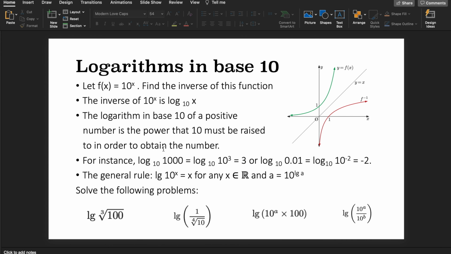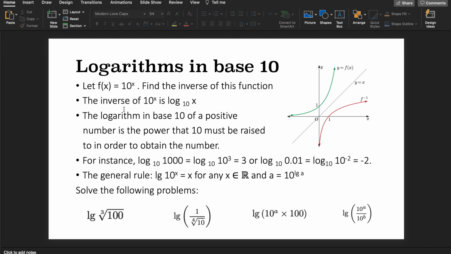Okay, so now I'll just show you the graph. This is the graph of 10 to the power of x. We know that the inverse is the reflection of the graph over the line y equals x. So therefore, this will be the inverse, and this is the graph of log x base 10. That's basically the meaning of log x or whatever you get in the future.